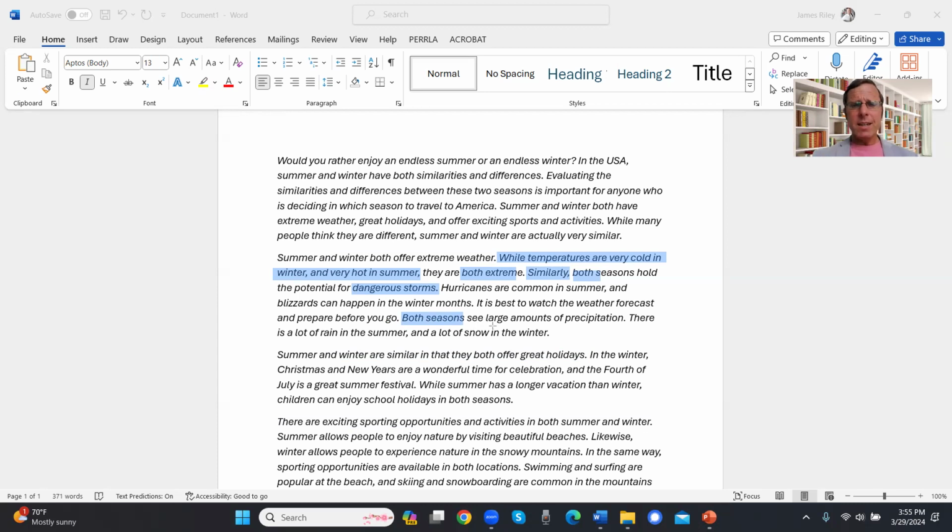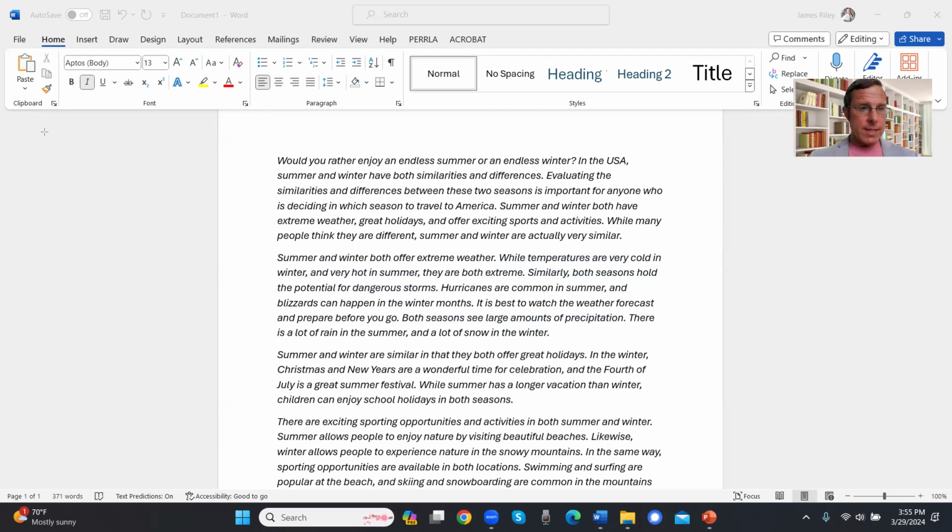A lot of people would say, oh, summer and winter are very different. You get snow in the winter. But the author's saying, yeah, but you get a lot of rain in the summer. Both have large amounts of precipitation. So the author really does a good job of focusing this paragraph on similarities.